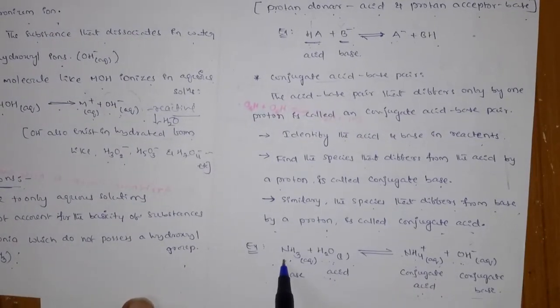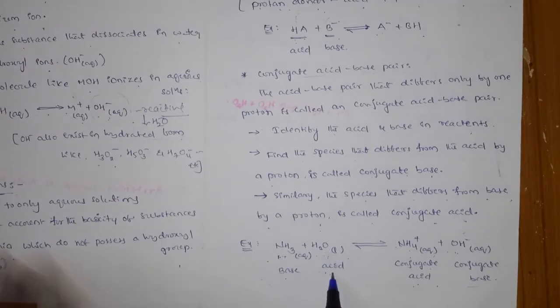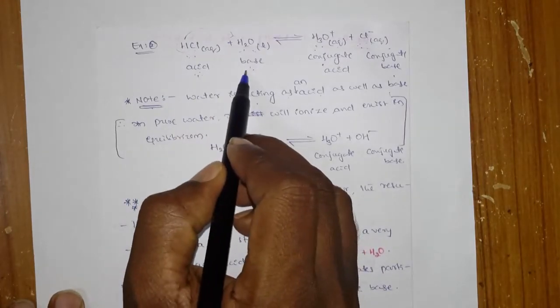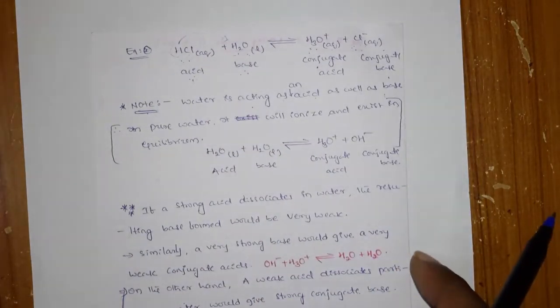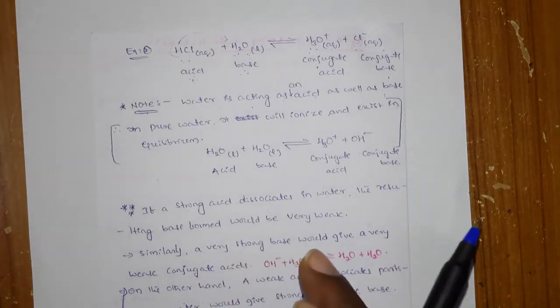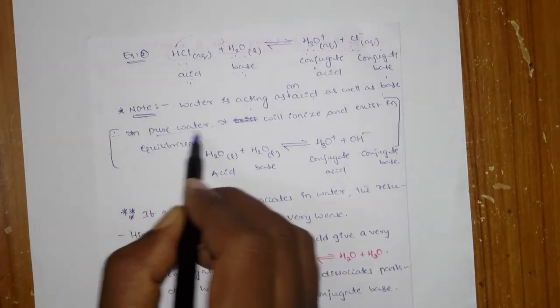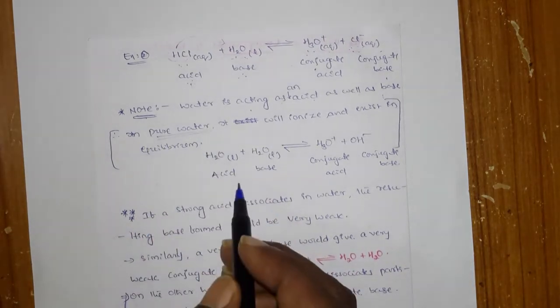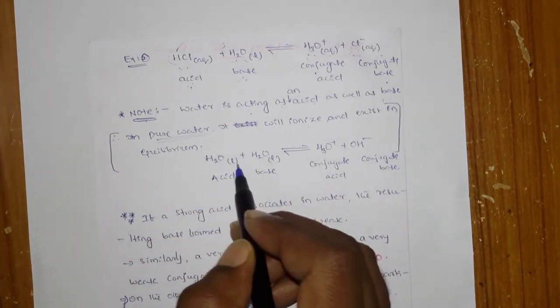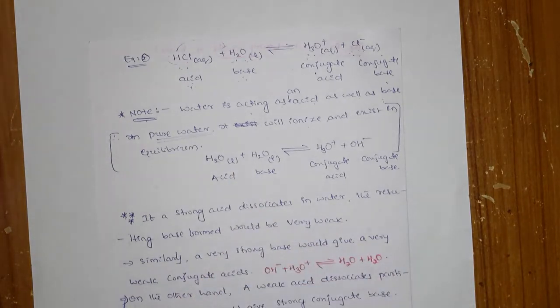In the first example, when it is reacted with the ammonia, it is acting as acid, and when it is reacted with the HCl, it is acting as a base. So water has both tendencies, depending on the situation. It can act as an acid as well as the base. Okay, so in pure water, a very little amount of the water can also be ionized and exist in the equilibrium. Very little amount. I will tell you how much it is, but a very little amount also can be ionized and exist in the equilibrium.